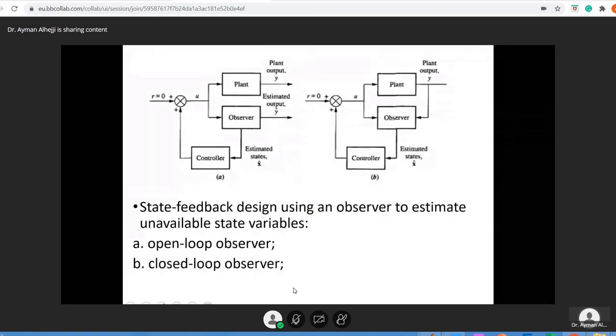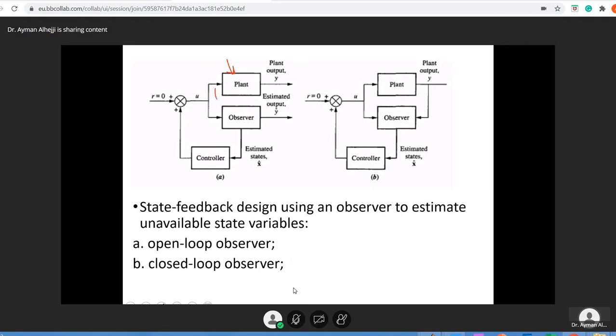So what is the observer? Maybe this is the first time you hear about the observer. The observer is another plant. So we have here the original plant, as you can see here. To measure or to estimate the output, you need to build another plant. We call it the observer.